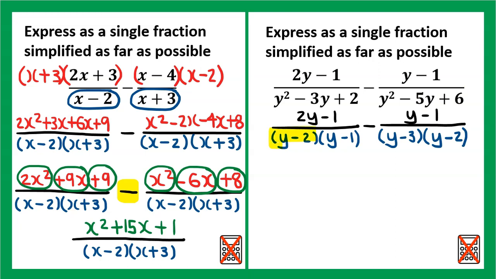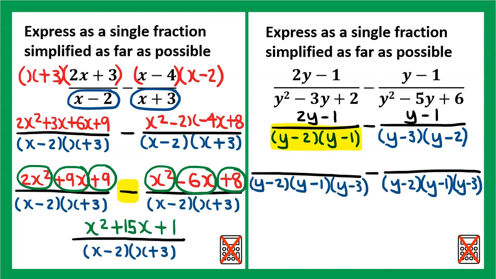Notice how we have a common factor of y minus 2 in each of these fractions. Therefore, we don't have to multiply by y minus 2 again on each of the sides. So a common denominator would be if we had y minus 2, y minus 1, and y minus 3. That means that this denominator on the left has only been multiplied by y minus 3. Again, we have the introduction of double brackets.